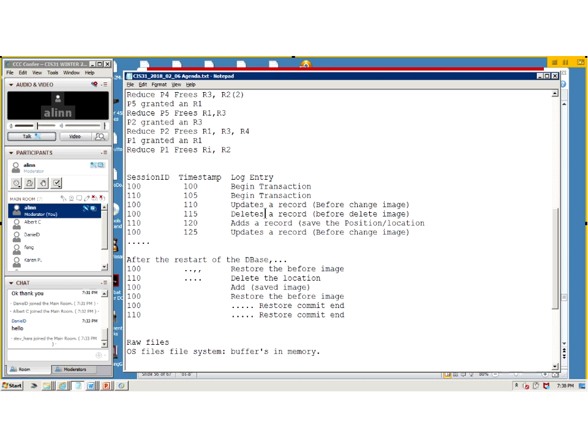100 at 115 deletes a record. The before delete image is saved. Then 110 at 120 adds a record. So you save the position and location of that add, so you know what was added. So there's usually a pointer or something saved. And then now back to 100, 125 updates a record, and the before change image gets saved.